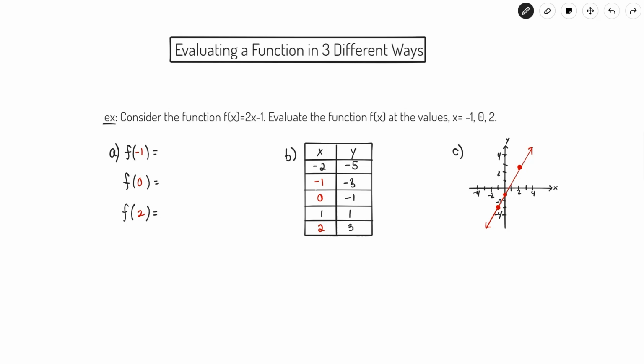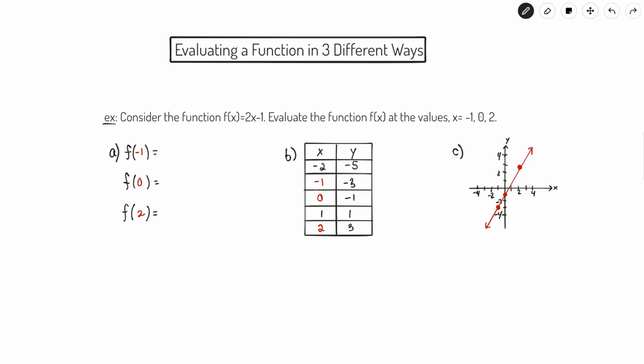If I want to evaluate the function at these 3 values, of course, we have to do one at a time. I'll start with -1. When I'm done with -1, I'll go and I'll do 0. When I'm done with 0, I'll go and I'll do 2, and so on. But we'll start with -1, which we have right over here.